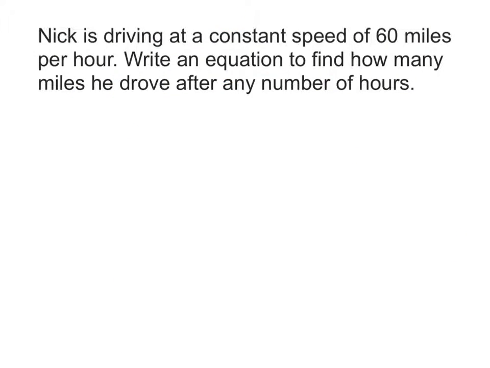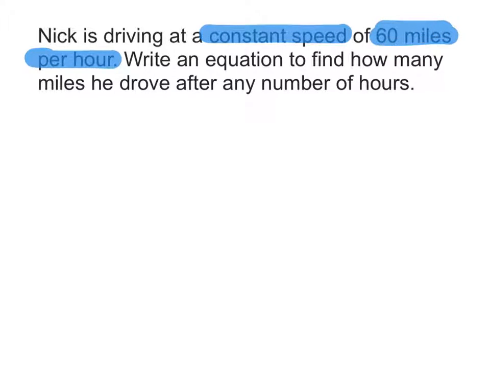Let's take a look at one more example. This example says that Nick is driving at a constant speed of 60 miles per hour. Write an equation to find how many miles he drove after any number of hours. So once again, if we highlight some important information, we know that we're going at a constant speed of 60 miles per hour. We're writing an equation to find how many miles he drove after any number of hours.